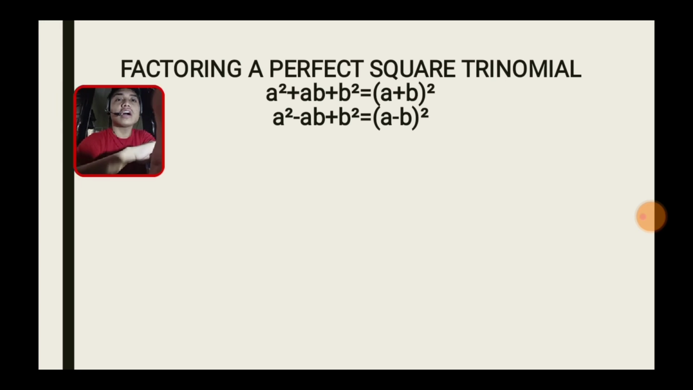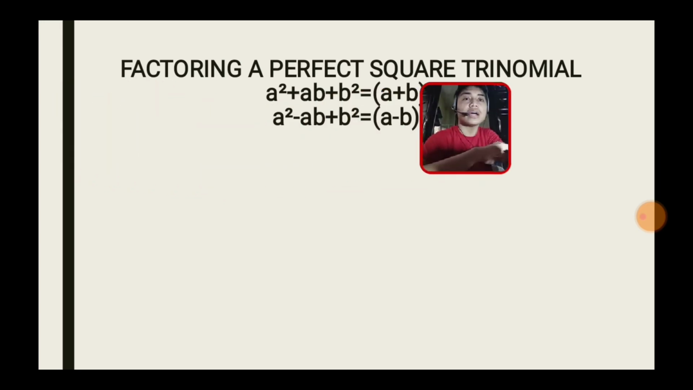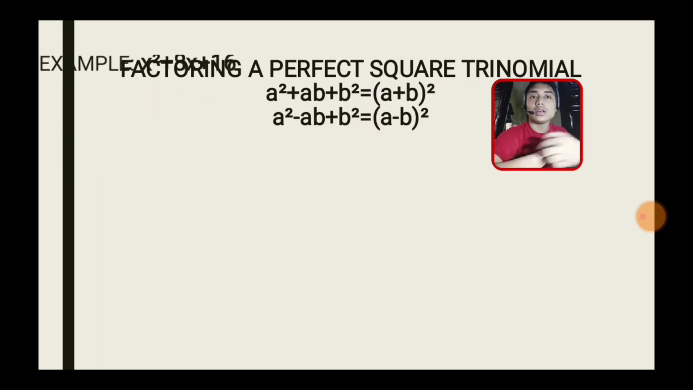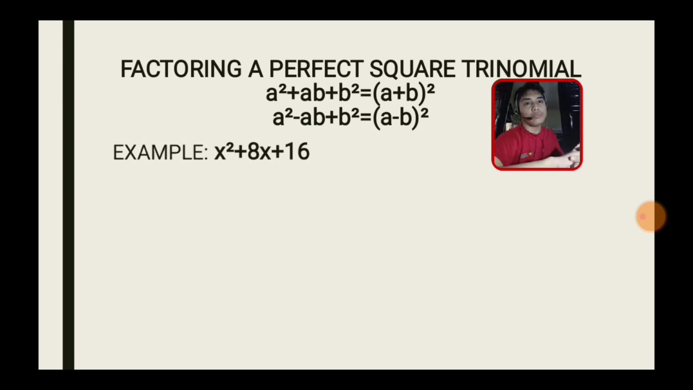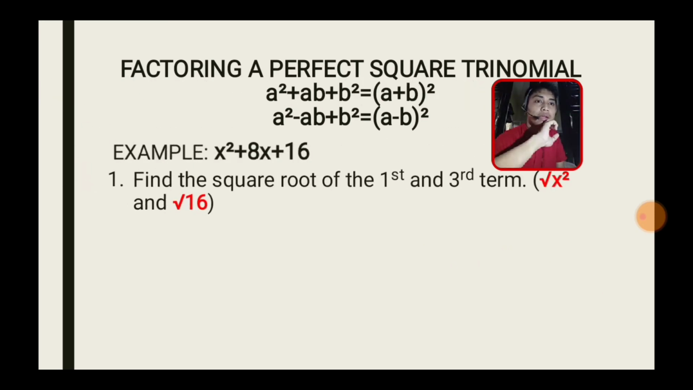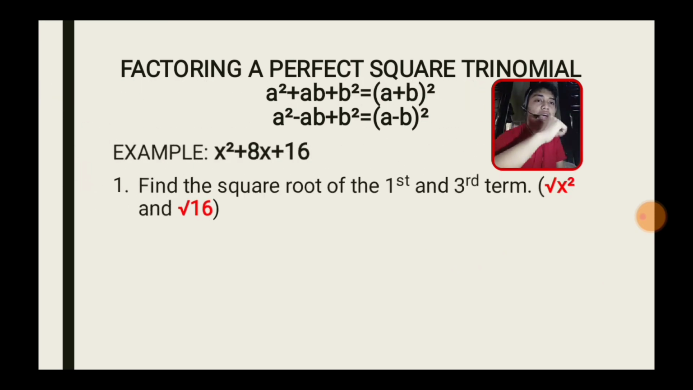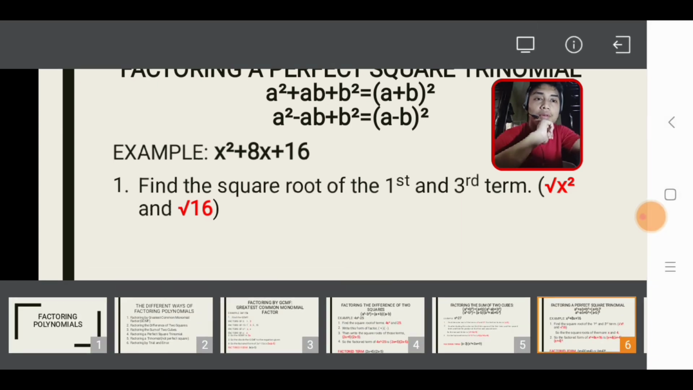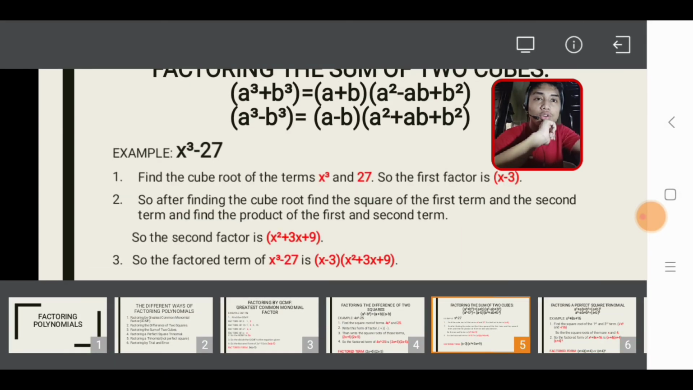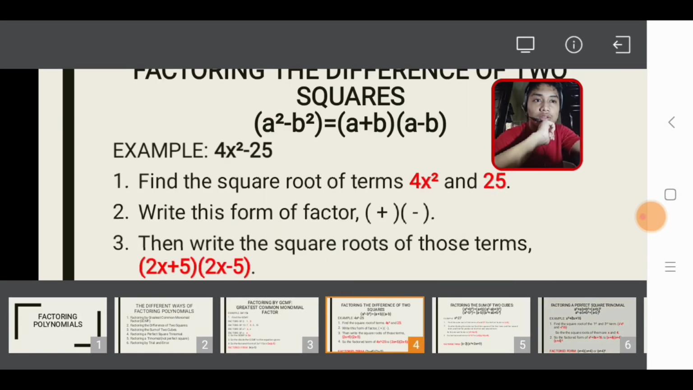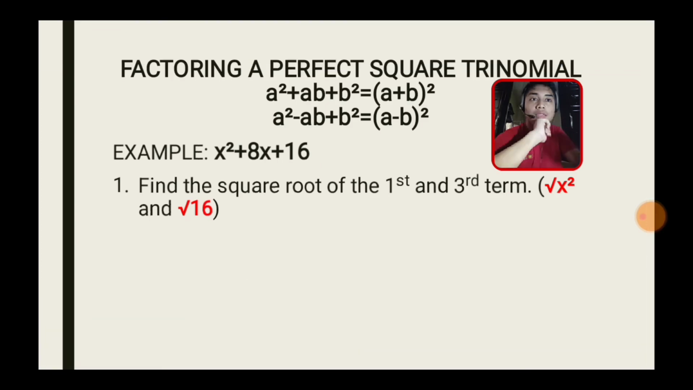So, factoring a perfect square trinomial. For example, we have x squared plus 8x plus 16. That is a perfect square. Ito yung madaling i-factor pagka mga perfect. Gaya din doon sa nakaraan, by finding cube root or square roots lang saka ito. Madali lang yung mga yan.